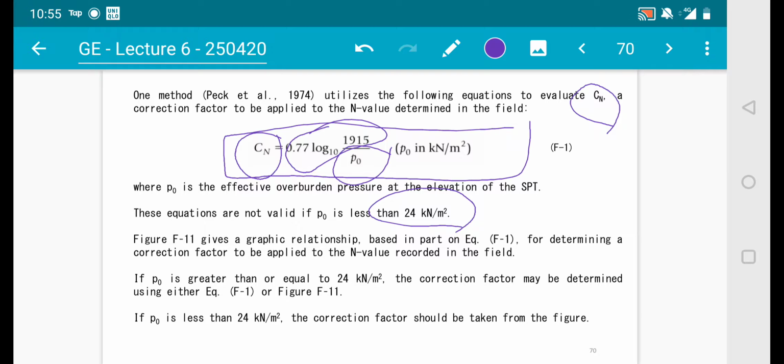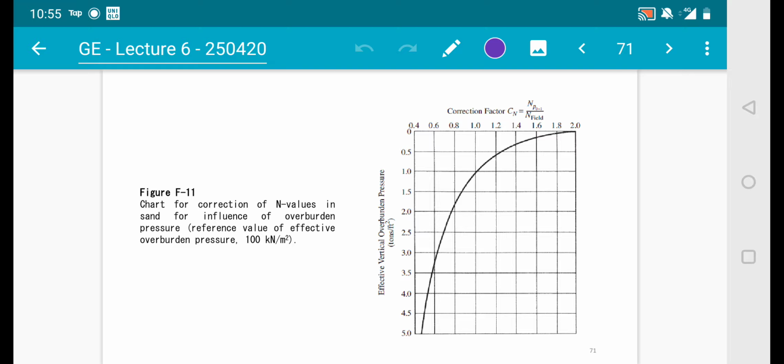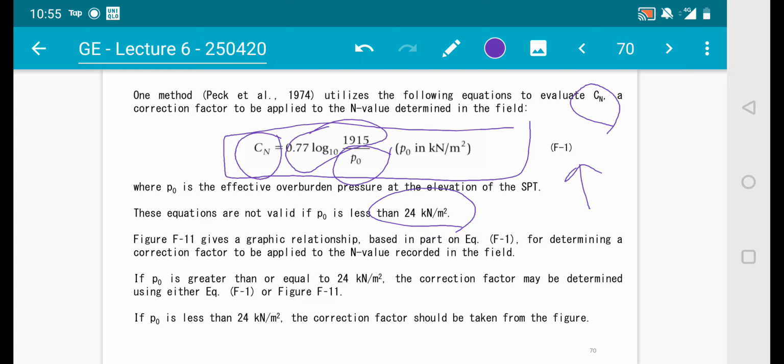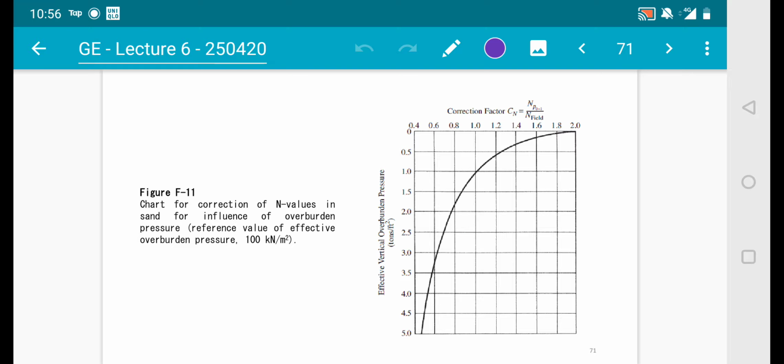Now we have figure F11, which gives a graphic relationship based in part on the equation for determining a correction factor to be applied to the N value recorded in the field. This is the established figure that you can use. If the effective overburden pressure is greater than or equal to 24 kN per meter square, the correction factor may be determined using either equation F1 or figure F11. If the effective overburden pressure is less, the correction should be taken from the figure. So these are the terms and conditions if you have the effective overburden pressure over 24 or less than 24 kN per meter square. This is the figure here.